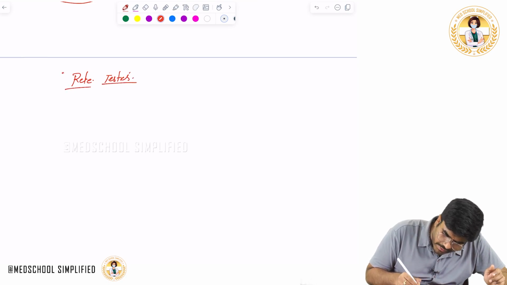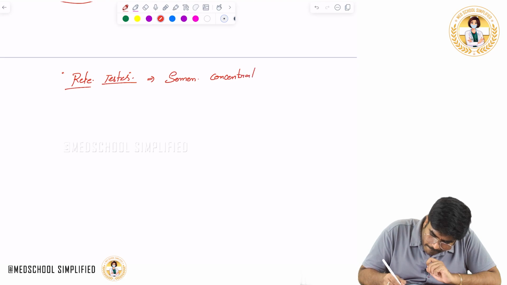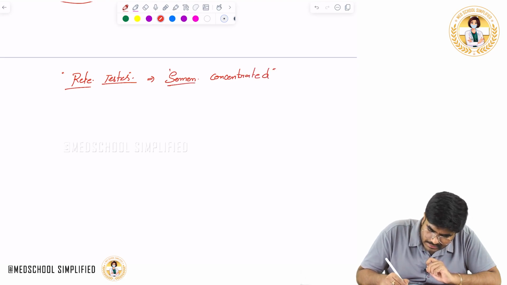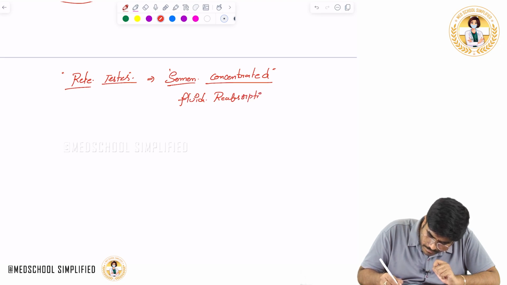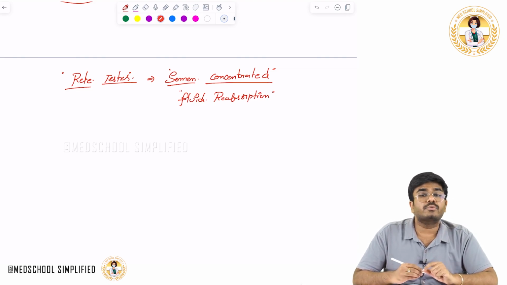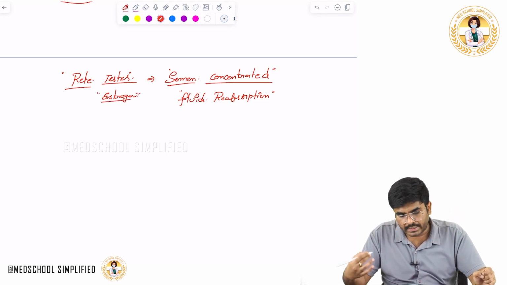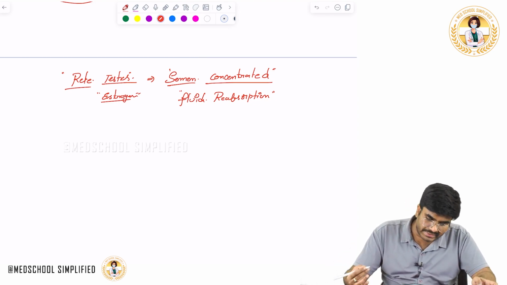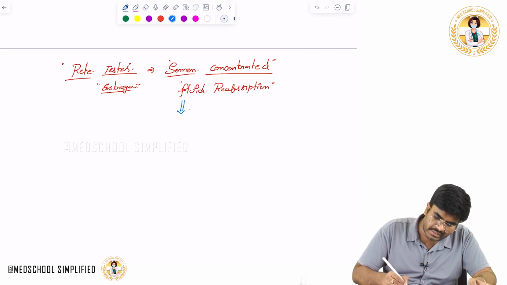Now what is the important point about the rete testis? In the rete testis, the semen is going to get concentrated, which means fluid will be reabsorbed. There will be fluid reabsorption and the semen is going to get concentrated, and this occurs with the help of estrogen. Estrogens are helping in this process also. Fluid reabsorption is going to cause sperm concentration. Now from the rete testis, the sperms will go to the epididymis.